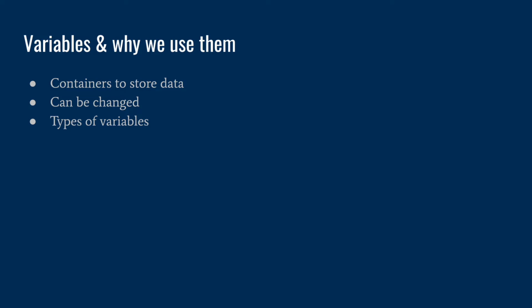So, variables and why we use them. Variables are basically containers that we use to store data, and variables can be changed and modified over time throughout the program. Variables also have multiple different types that we'll look into later.